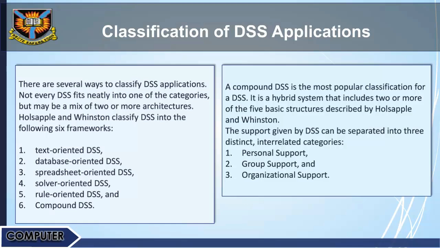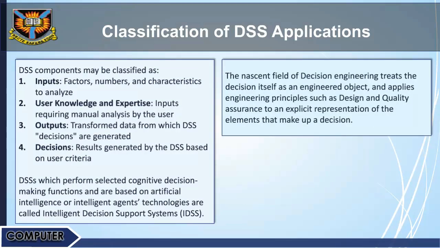Compound DSS. A compound DSS is the most popular classification for a DSS. It is a hybrid system that includes 2 or more of the 5 basic structures described by Alter and Whitten. The support given by DSS can be separated into 3 distinct interrelated categories. 1. Personal support. 2. Group support. And 3. Organizational support. DSS components may be classified as: 1.